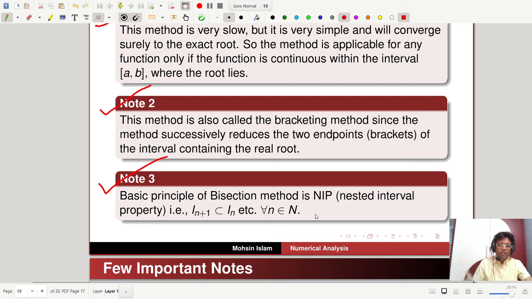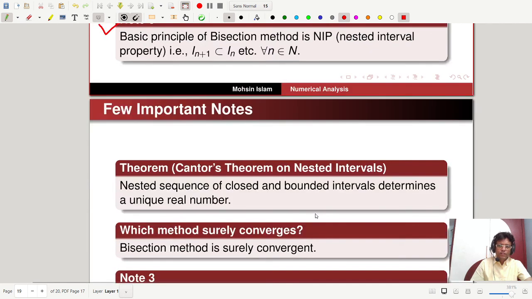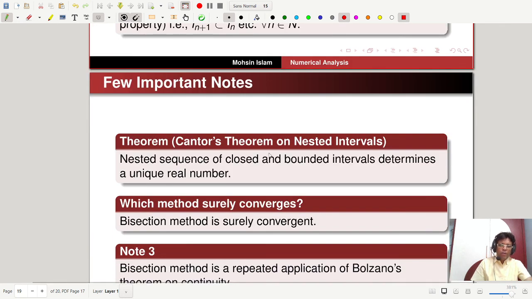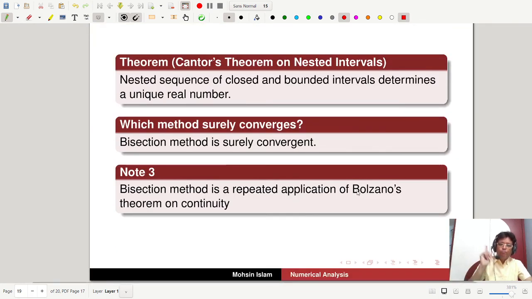Note 3 is very, very important. That is why the method is convergent. It contains exactly one root. And that is the famous theorem of Cantor's nested intervals: a nested sequence of closed and bounded intervals determines a unique real number, and that unique real number is the unique real root. That is why the method is surely convergent. So there is a question: which method surely converges? The bisection method is surely convergent.